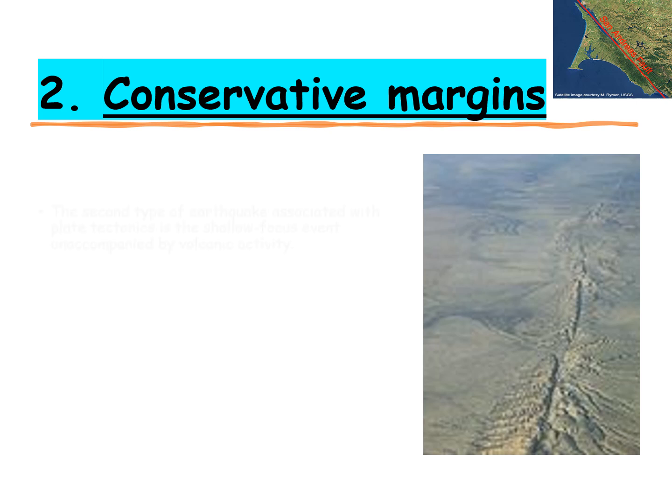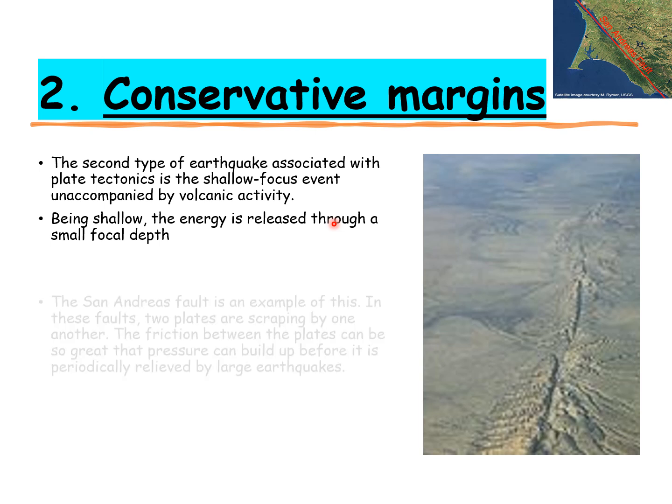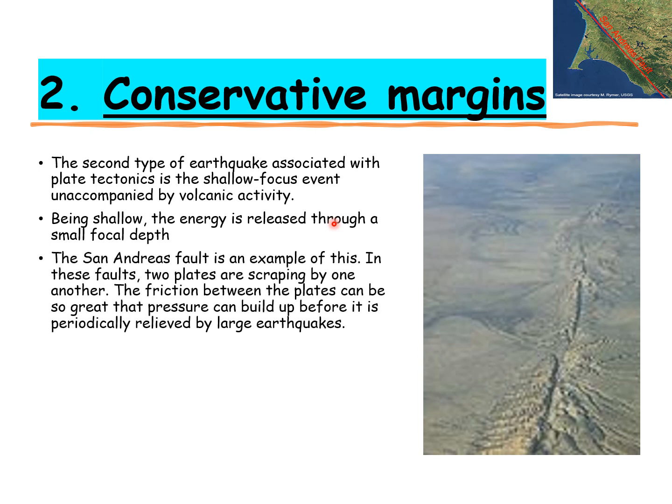Now, conservative, this is to say they either slide past each other or slide in the same direction but at differential speeds. Here, the earthquakes tend to be relatively shallow. That means they're quite close to the surface. 5-10 kilometers would be shallow. And the tensional forces here can be quite extreme. But because they're shallow, more of the energy is released on the surface. So it has the potential to be quite severe. And the famous example of this is the San Andreas fault.